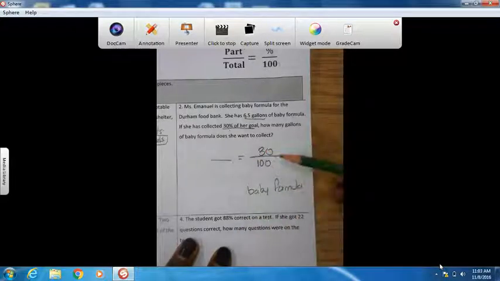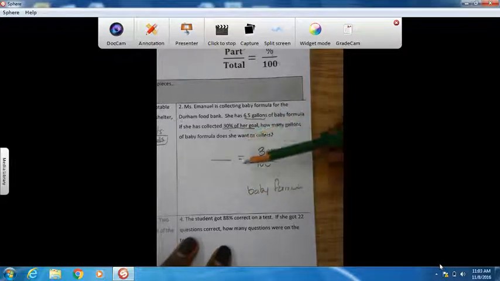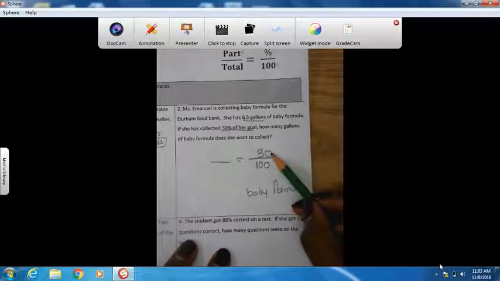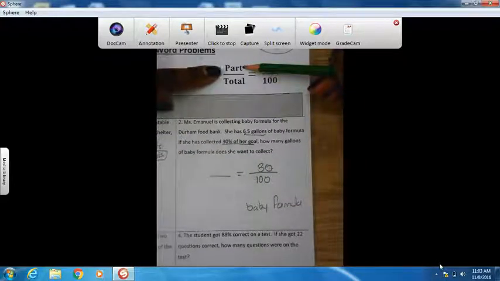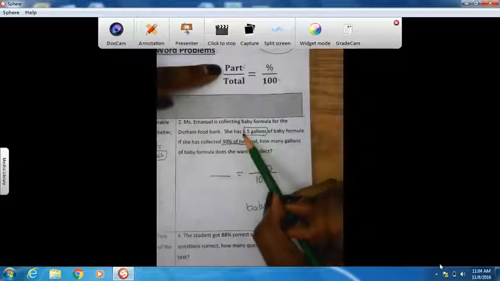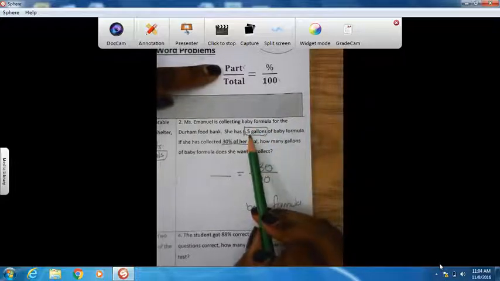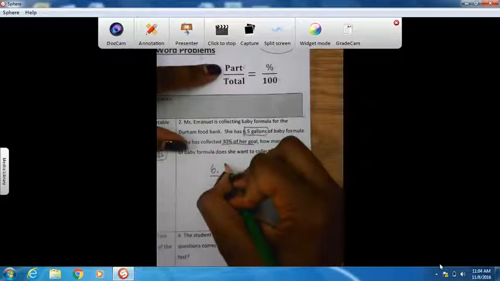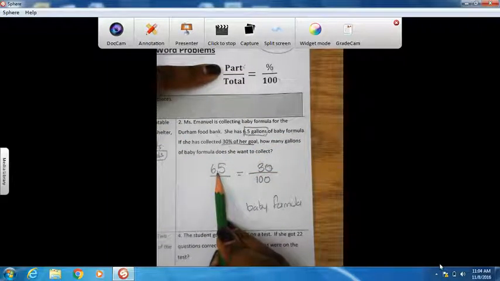And if she collected 30%, that means that she didn't collect 100% or all of her formula. So this 30% represents the amount that she's already collected. So that's only a part of it. The amount that she collected is only a part of what she's trying to collect. So this 6.5 gallons represents a part of our total.